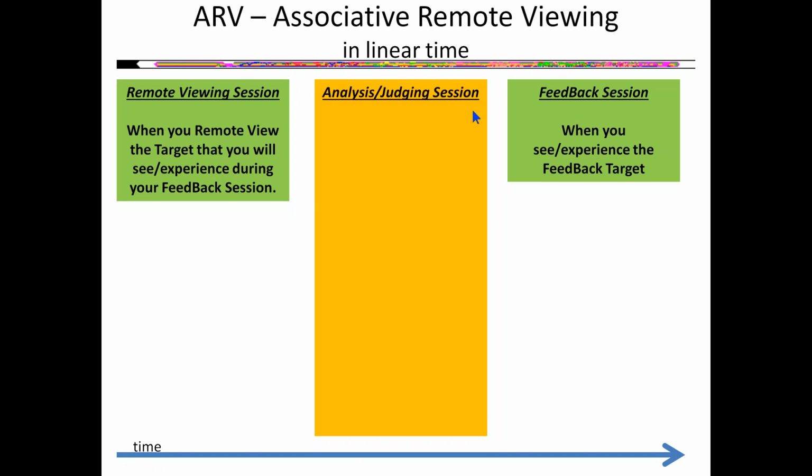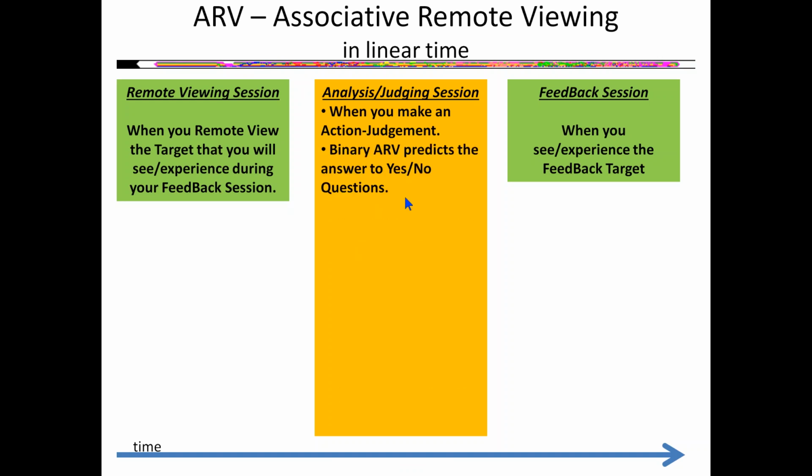Now, in between these two times, because you want to make use of this, and this is where the association comes in, you want to make use of your session describing, predicting the future. So this is when you make what I call an action judgment. You do analysis, you make a judgment based on your analysis, and what you're going to be doing.